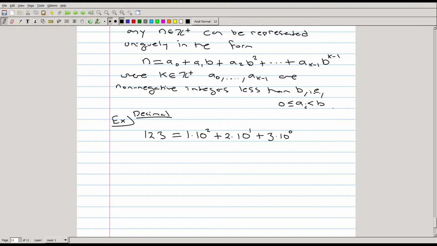Each of the coefficients in any decimal number is between 0 and strictly less than 10, so 0, 1, 2, 3, 4, 5, 6, 7, 8, or 9. And the idea is that there are many number systems that are more suitable to use in various applications in computer science, such as binary or base 2, octal or base 8, and hexadecimal or base 16.